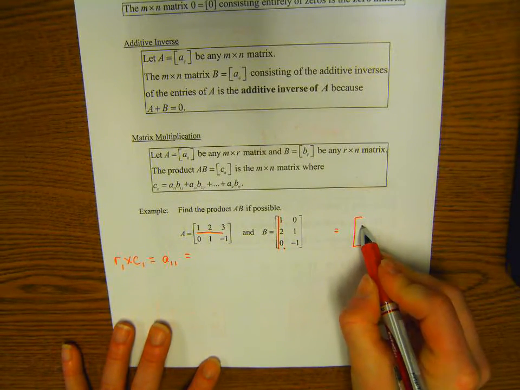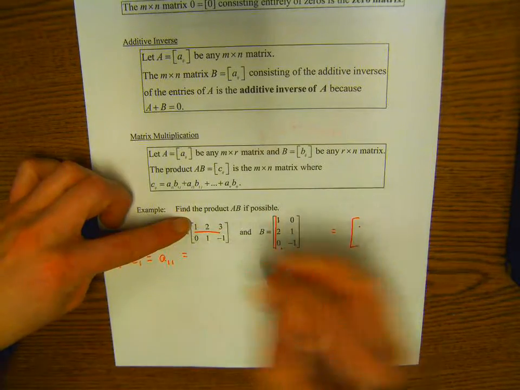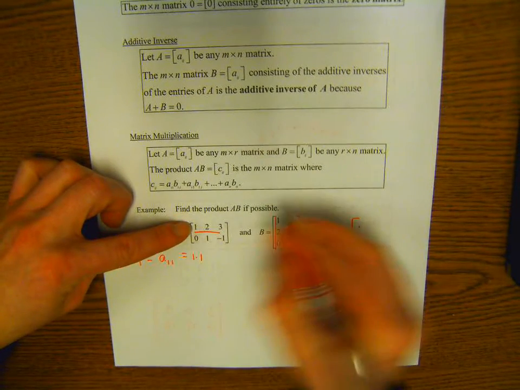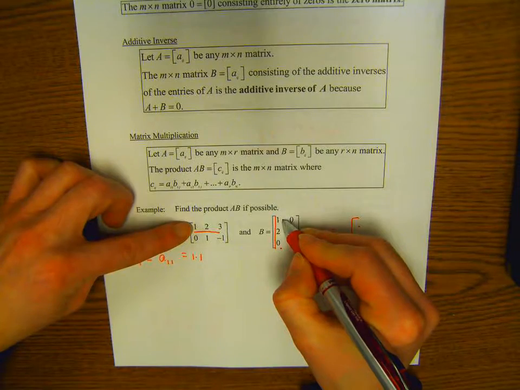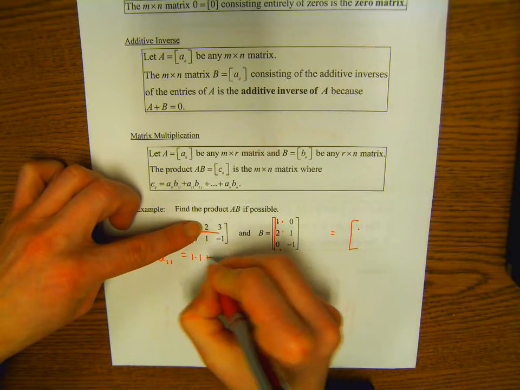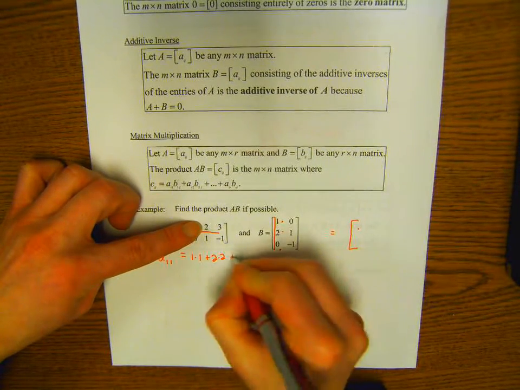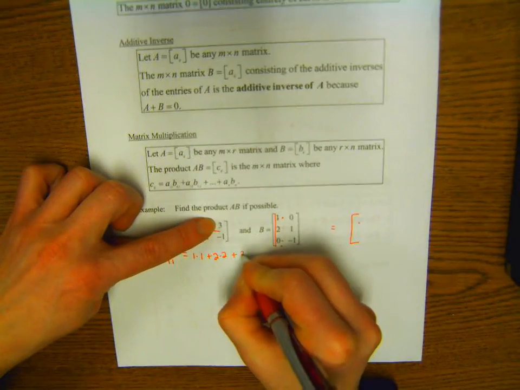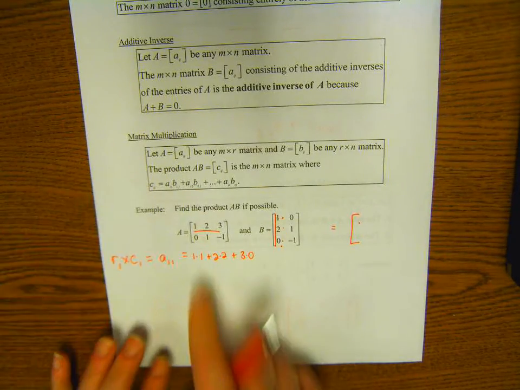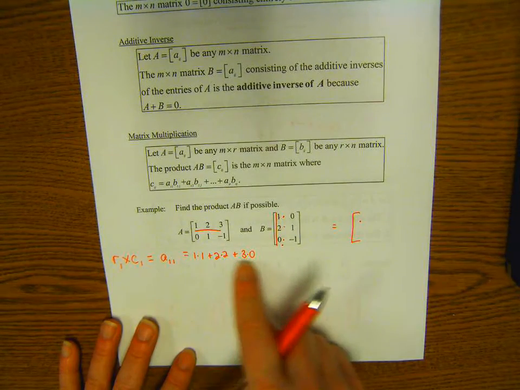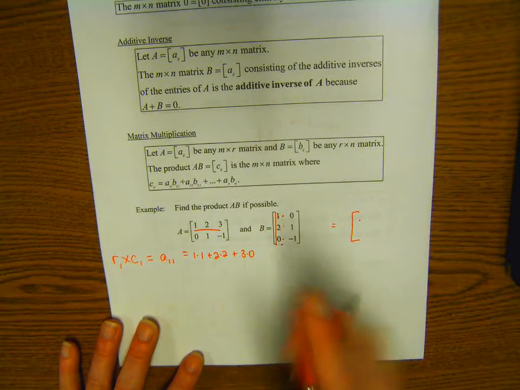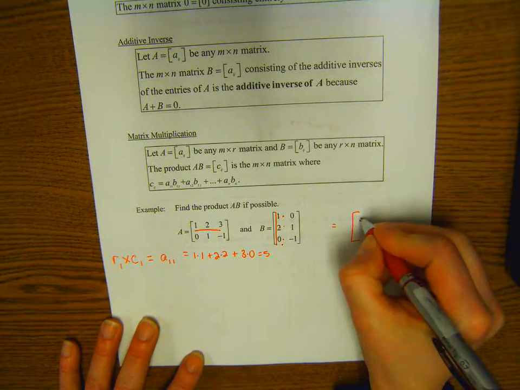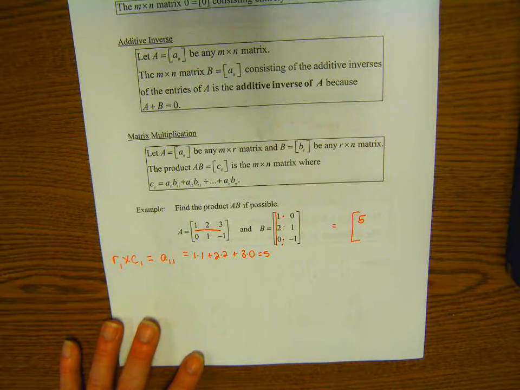So I do 1 times 1. What comes next? 2 times 2 plus 2 times 2 plus 3 times 0. All right, let's do that. 1 plus 4 plus 0 is 5. And then that goes right here in row 1, column 1 of my new matrix.